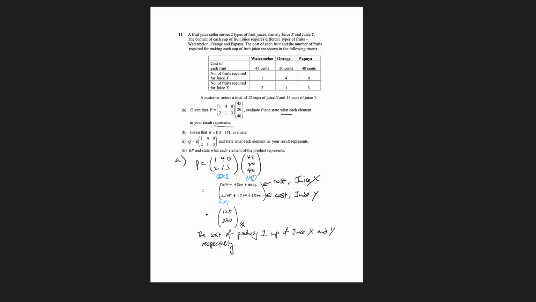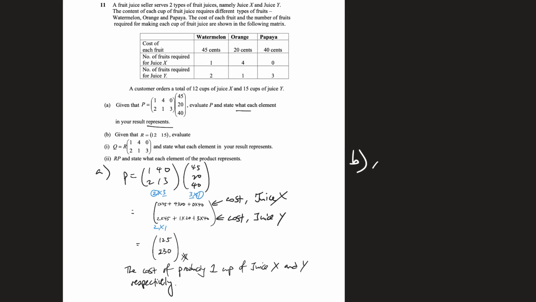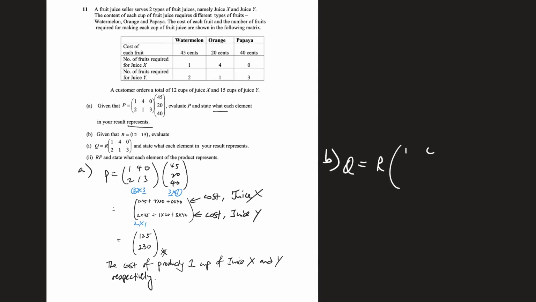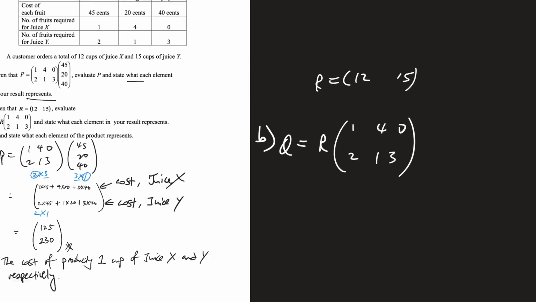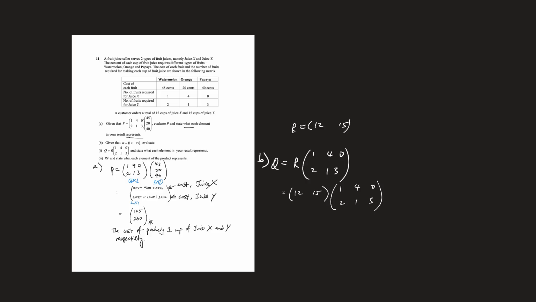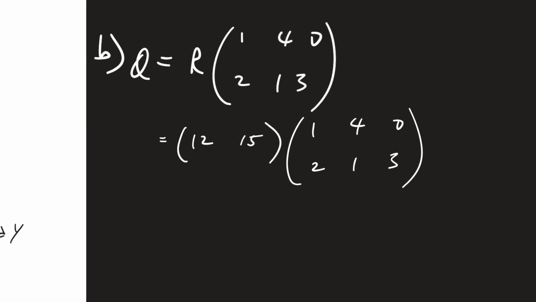Okay, part B is given that R equals to this and they ask you to evaluate. Just going to do it aside now. Okay, so Q now equals to R, which is, okay, let's just write it like this. And R is 12 and 15. So 1 by 2 matrix. So let's just write it like this. Alright. And now they want us to evaluate this and state what each element in your result represents. Okay, so let's do that quickly. And this is a 1 by 2 matrix, 2 by 3 matrix. Same. I'm going to end up with a 1 by 3 matrix.